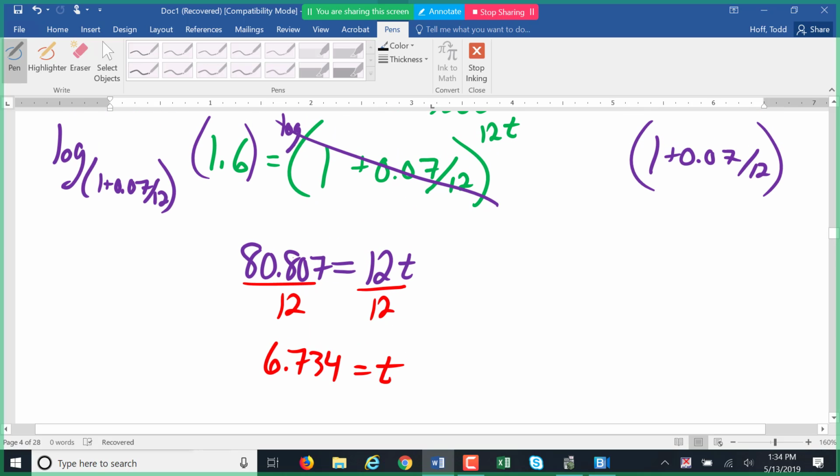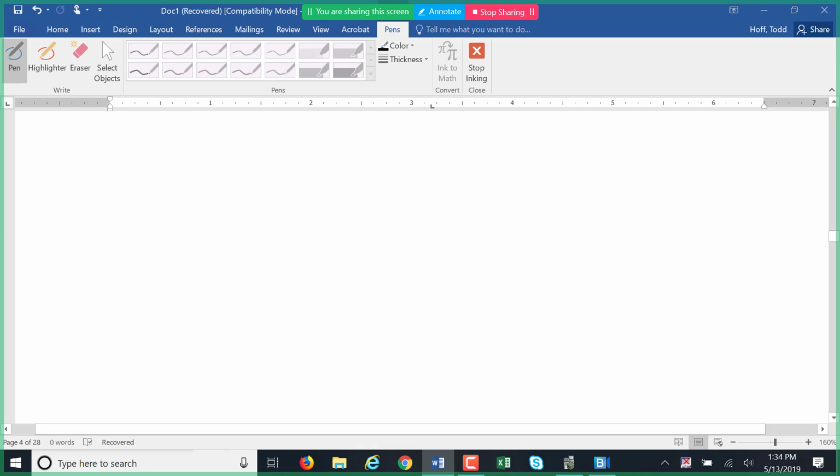Any questions on that? So in this formula, this whole piece was the base of that exponent because it's in parentheses and the exponent is outside the parentheses. In contrast to that, we have examples like this.